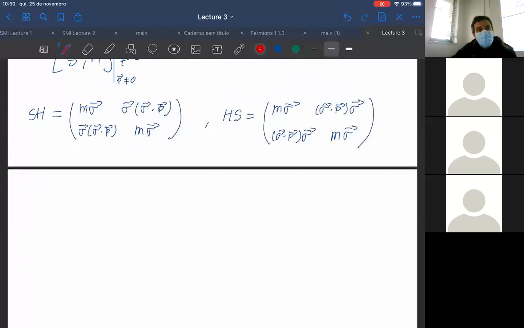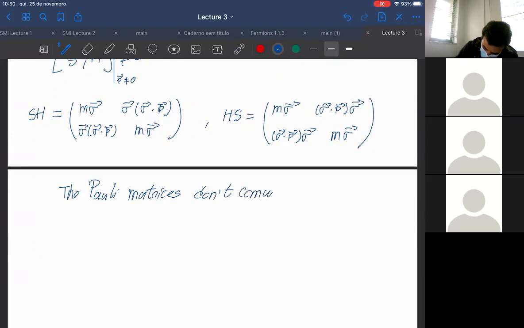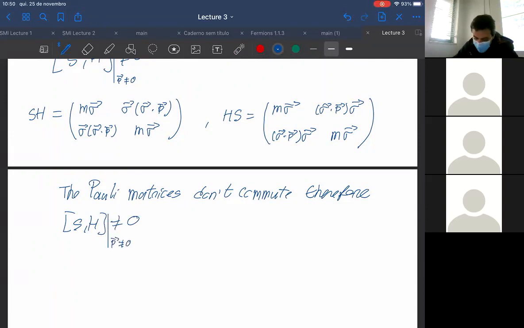Precisely. The Pauli matrices, Pauli is a guy, so capital letter, the Pauli matrices don't commute. Commute is with a double M. Therefore SH also doesn't commute. Once again, when P is non-zero.